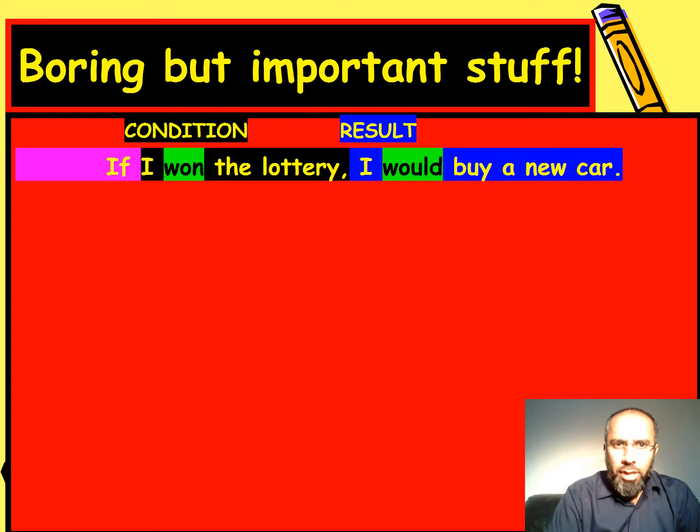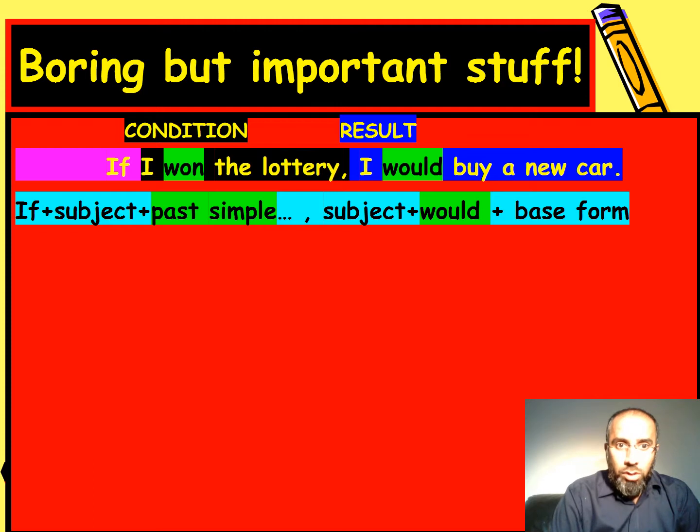Let's have a look at this example here. So the condition is if I won the lottery, and the result of that condition is I would buy a new car. Okay, so here we're using past simple. In the other examples we were using were as a subjunctive verb to express something imaginary or unreal. But here, what are we using? Past simple to express something imaginary or unreal.